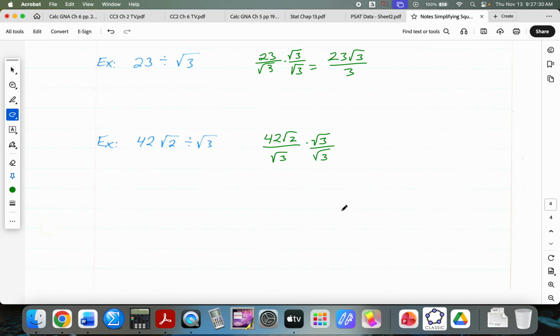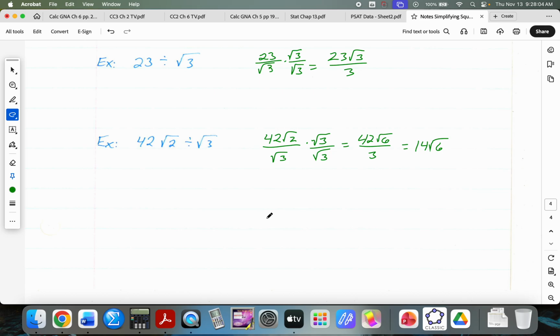We're just going to multiply by the square root of 3 over the square root of 3. Whatever that square root in the denominator is that you want to get rid of, that's what we multiply by in the numerator and in the denominator. So that's 42 square roots of 6 over 3. And then is 42 divisible by 3? Yes. Goes in 14 times. So it's 14 square roots of 6.